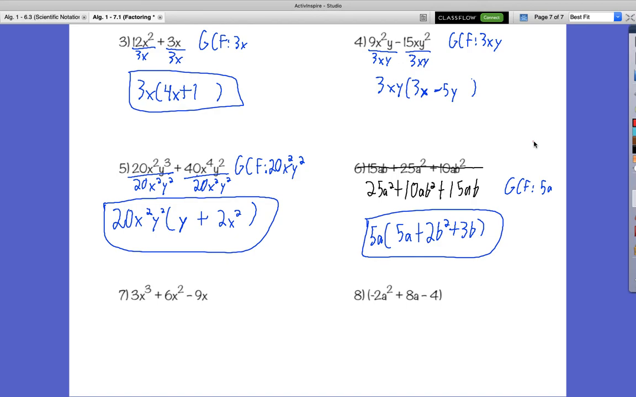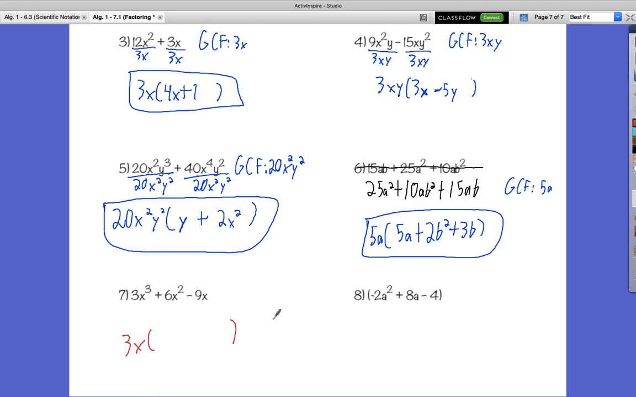You're welcome. 3x cubed plus 6x squared minus 9x. 3x is their GCF. Good job. Okay? I'm going to challenge this one step further, and I'm not going to write the GCF down. You can if you want, but we don't have to. Please write it down. You can write it down, it helps me.